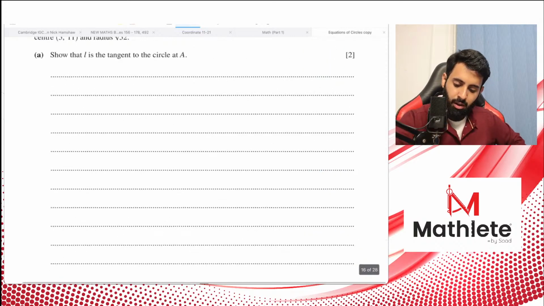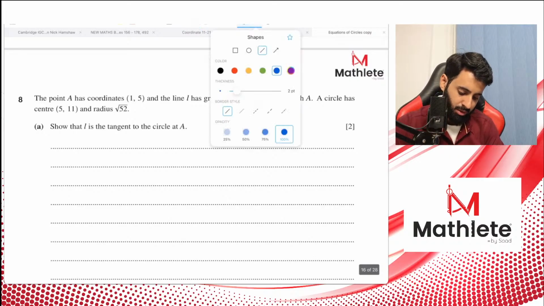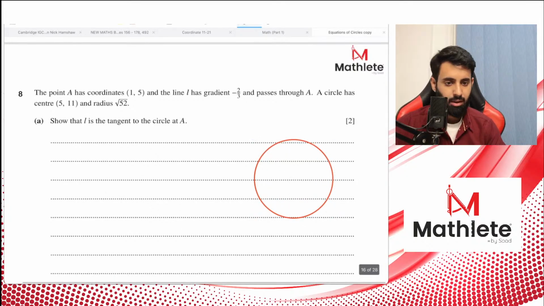It says here, the point A has coordinates 1, 5, and the line L has gradient -2/3 and passes through A. A circle has center 5, 11 and radius √52. Show that L is a tangent to the circle at A. If I'm honest, just by reading the question once, I have no clue what's going on. So what I will do is make a rough sketch.